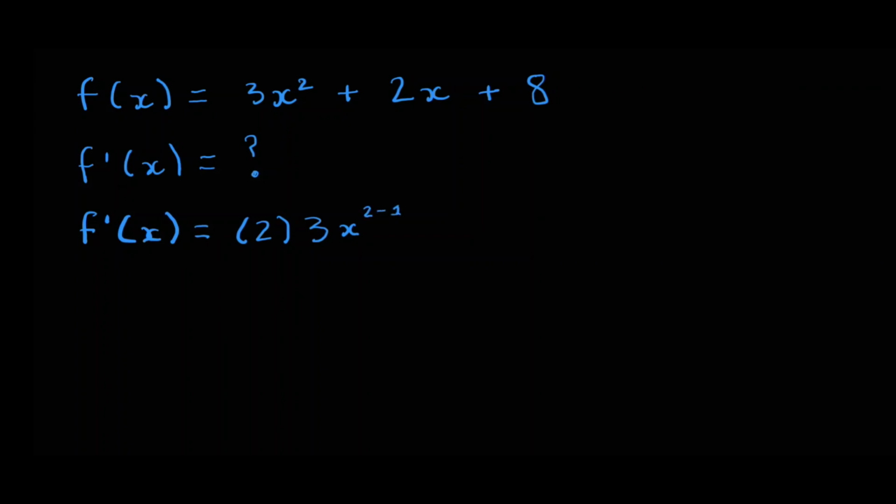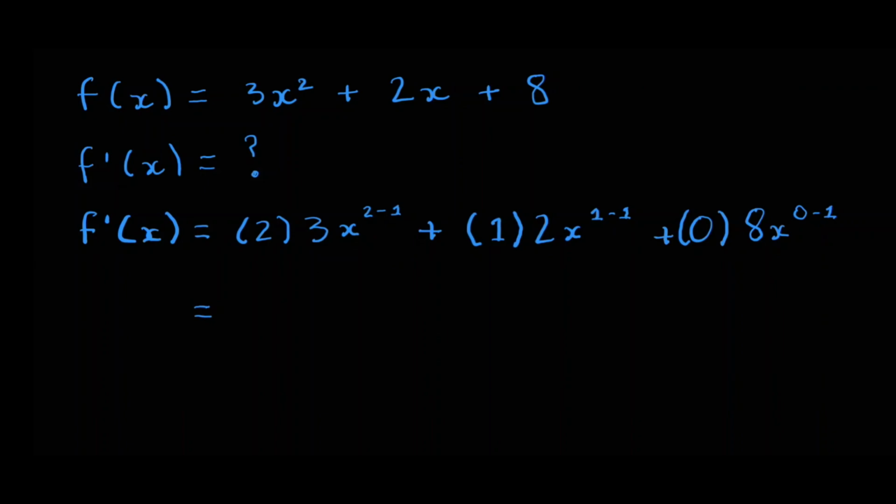Next we have 2x. So we know the power is 1, so we take 1 out the front, which becomes 1 times 2. And then once again we take 1 away from the power, so the power becomes 1 minus 1. The constant 8 is basically the same as saying 8 times x to the power of 0, so we take 0 out the front. And then x's power becomes 0 minus 1. So this just ends up as 0.